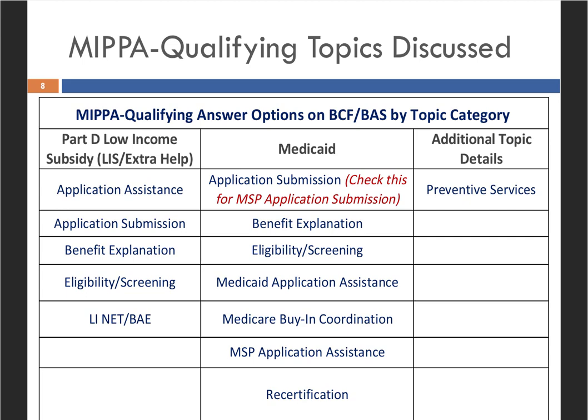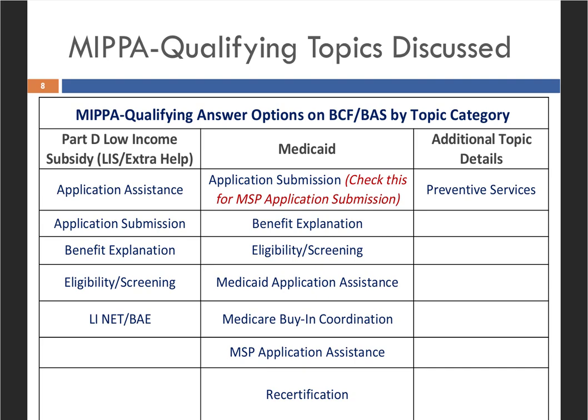So for example, if you look to the right, you see additional topic details. That's the last category of topics discussed on the beneficiary contact form and the beneficiary additional sessions form. Only one of the options in that subcategory is MIPPA qualifying, and that's preventive services.